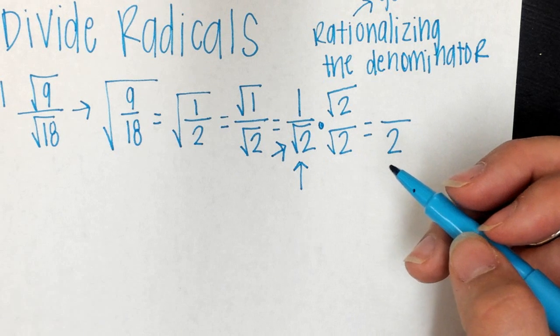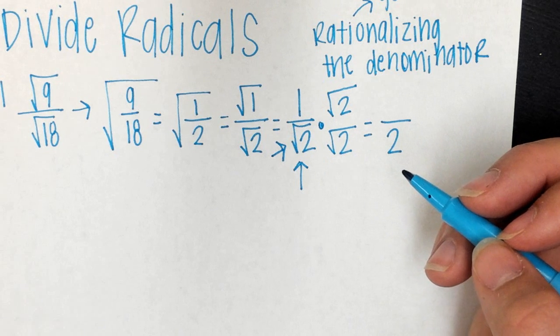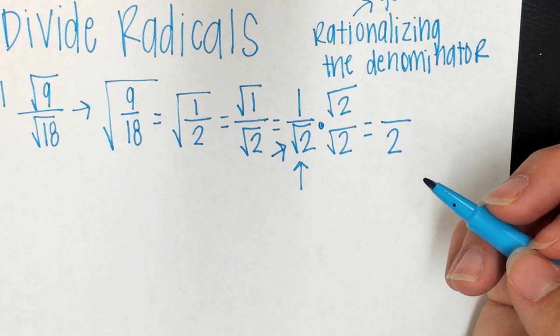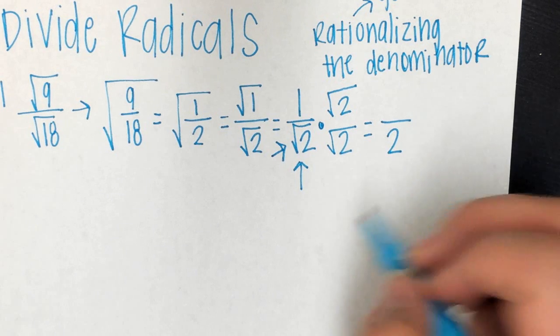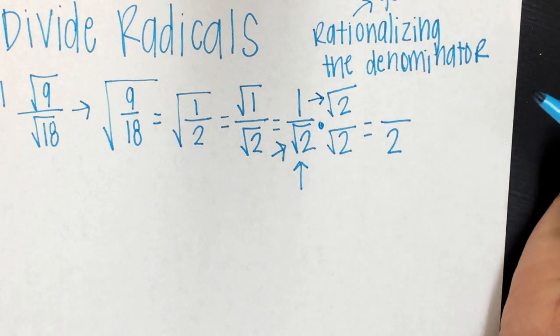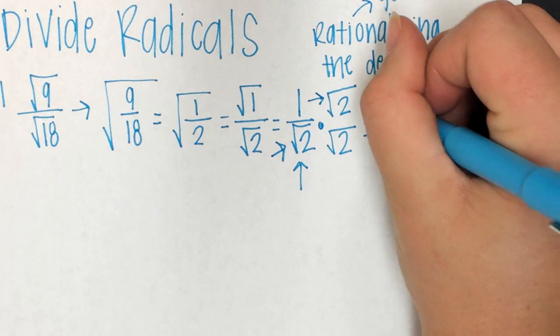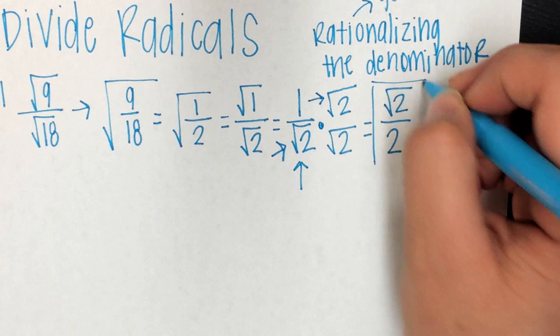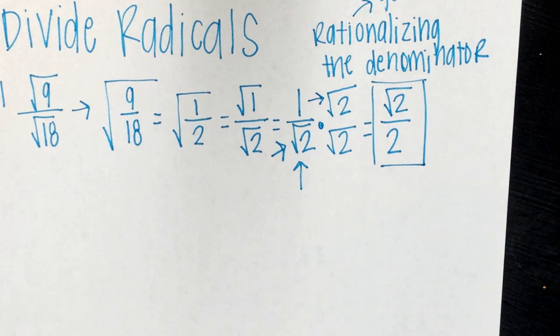Yes, Riley? Yes. Only the square root. No, by the same number. Okay, so here, now, when you multiply the numerator, 1 times the square root of 2 is just square root of 2. And ladies and gentlemen, we have finally reached our conclusion. Okay?